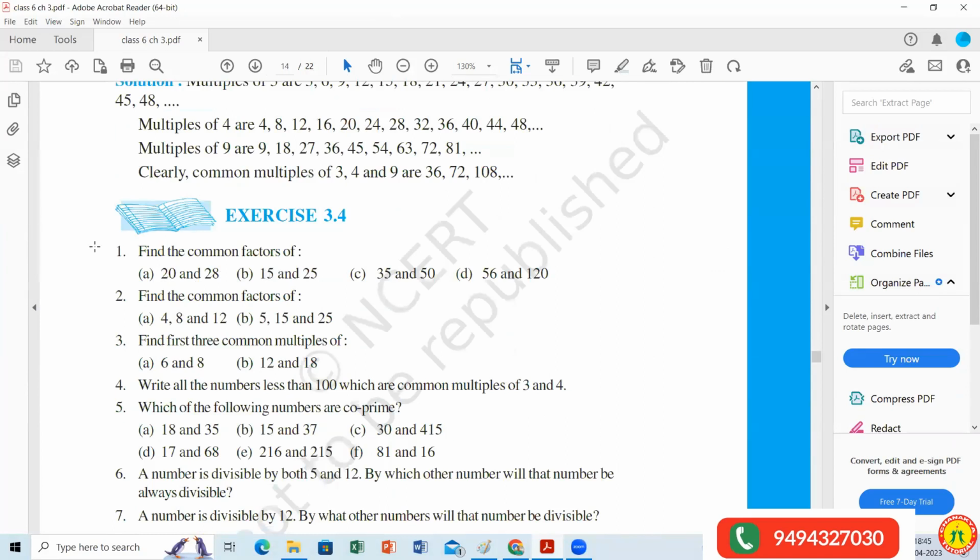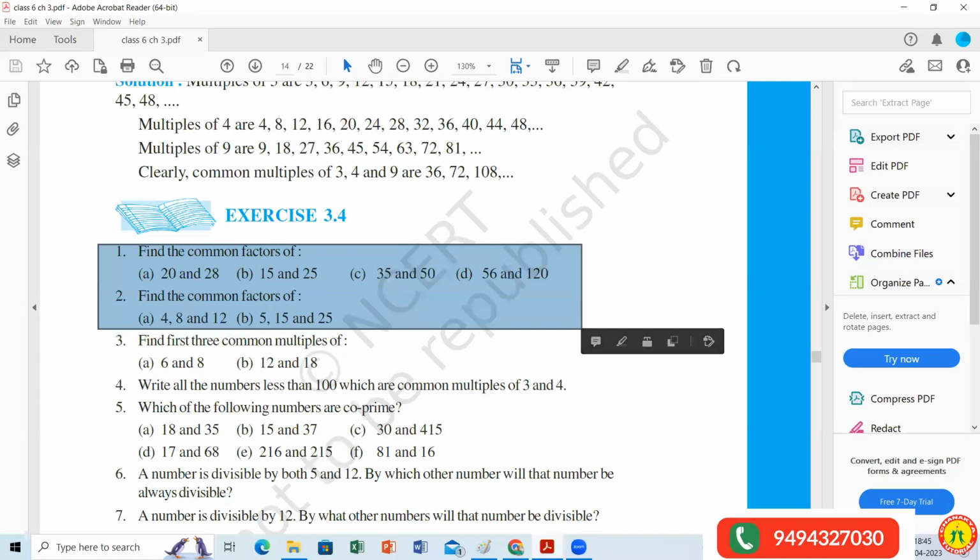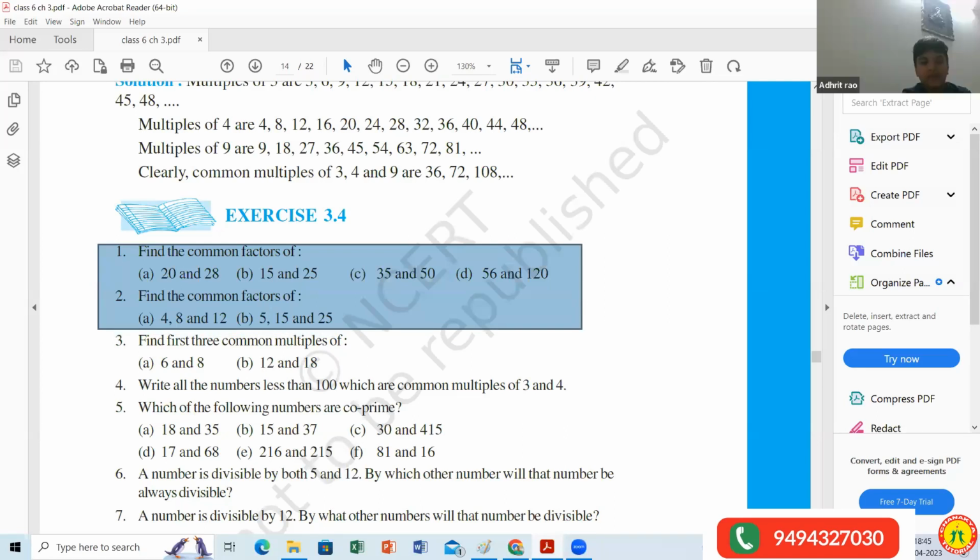I want the first bit and the second bit as work for you: first bit 4 bits and second bit 2 bits, total 6 bits as your homework today. Please complete them and come to the next class. This is your homework. And a small quiz. We are going with a small quiz on factors, children. Can we go or not?